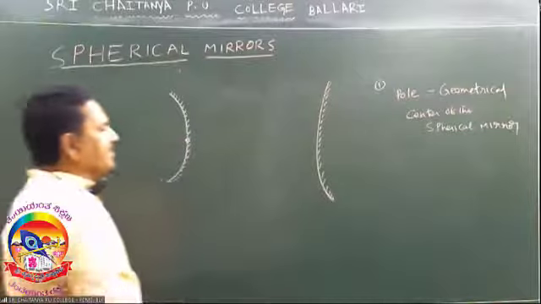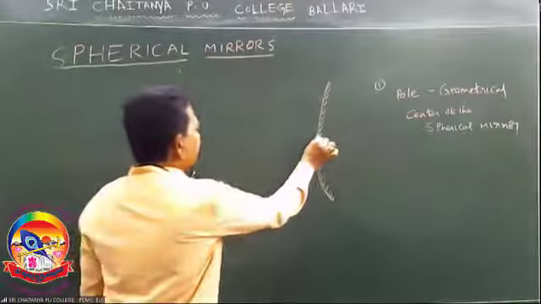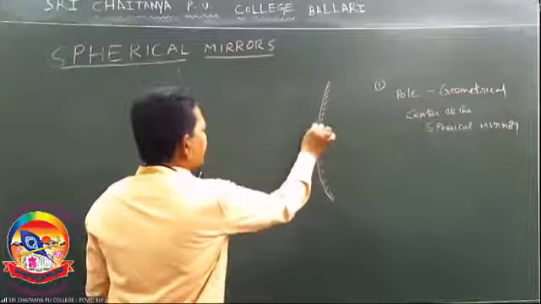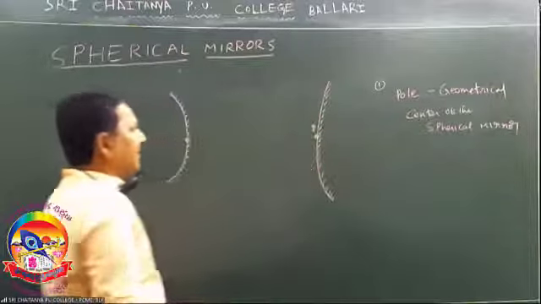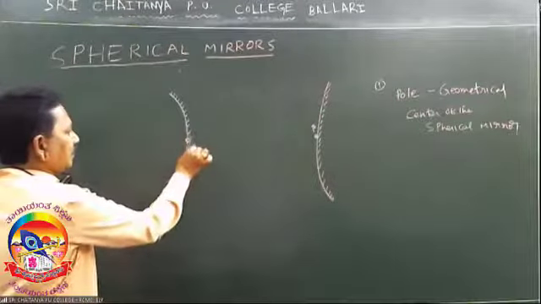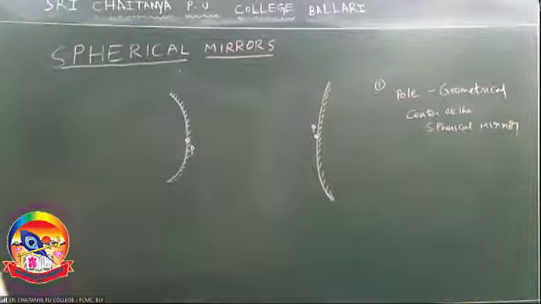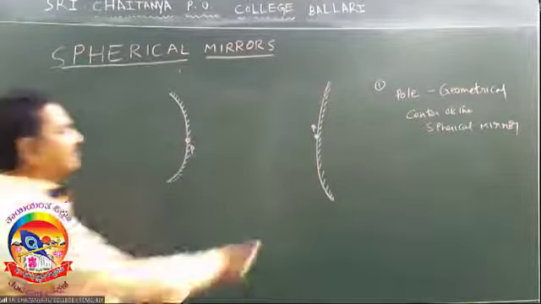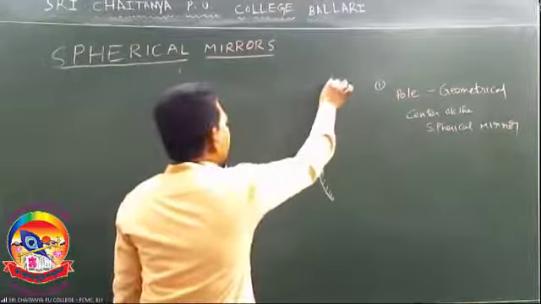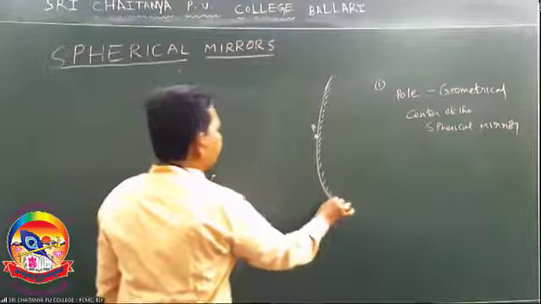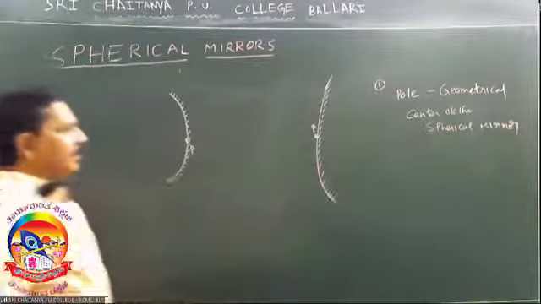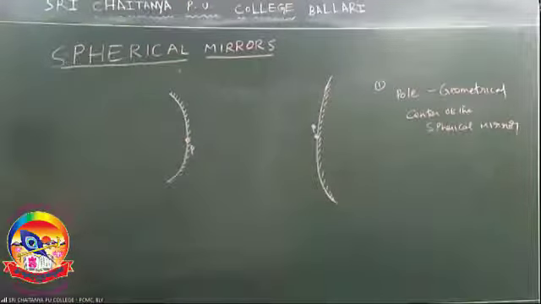In this case, where is the center? This is the center. This is the pole of the mirror. The first and foremost point which we have to identify in the case of spherical mirrors is the pole. The pole is nothing but the geometrical center of the spherical mirror.